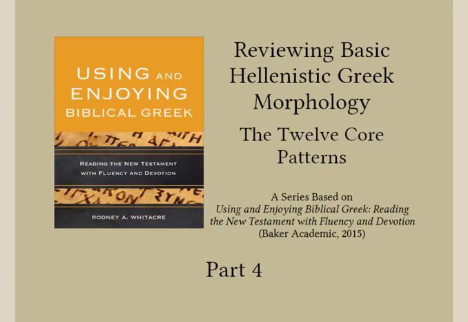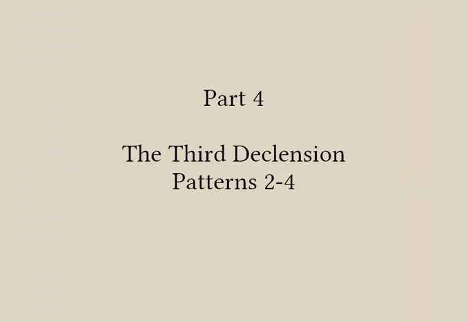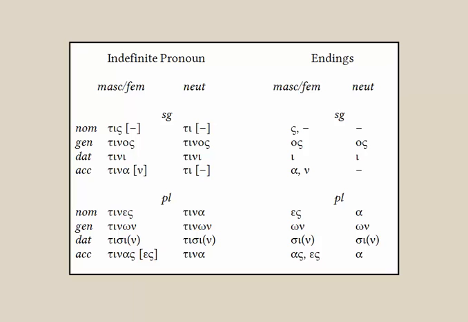Welcome to the fourth video in this review of basic Greek morphology based on 12 core patterns. In this video we continue our overview of the third declension. We'll look now at 3 more patterns that have stems ending in consonants. Our core pattern is still the indefinite pronoun tis and ti, so there are no new endings. We'll just see the endings with some new modifications.